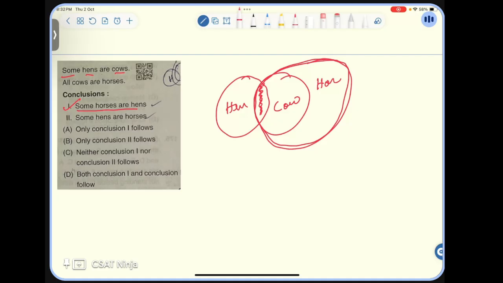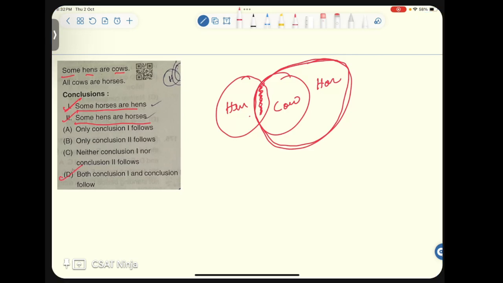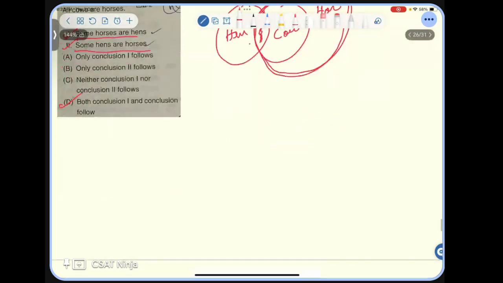What about the second one? Some hens are horses. Same thing, these two are opposite to each other. If this follows, this will also follow. So both conclusion 1 and 2 will follow.